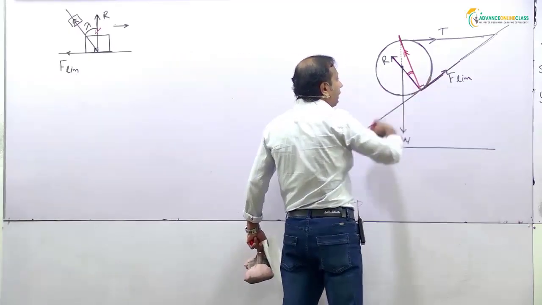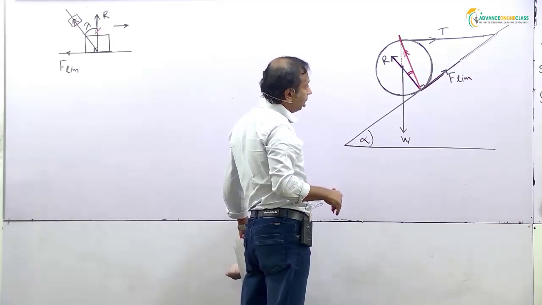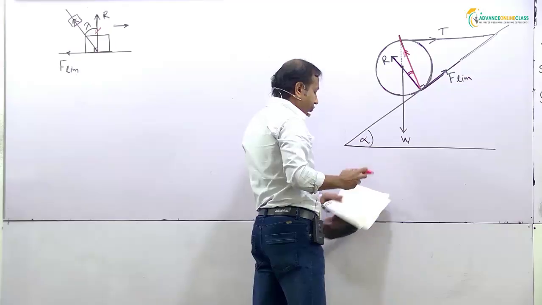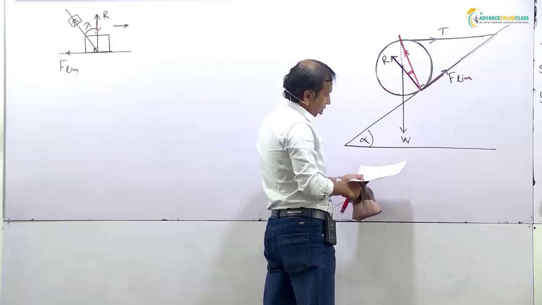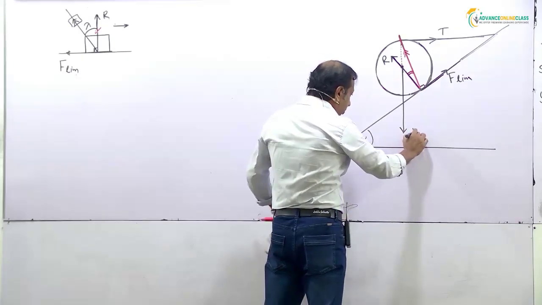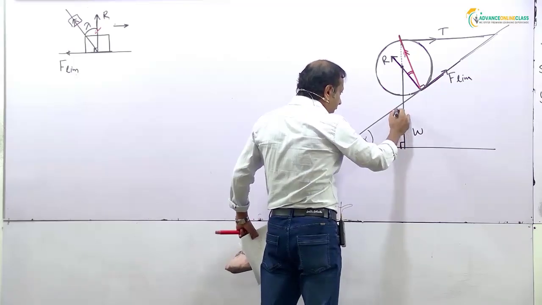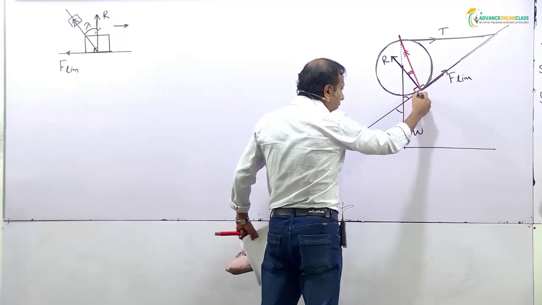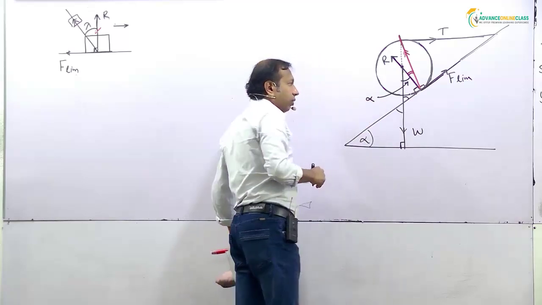Now let us find this angle. That can easily be found. When we produce this line of action of weight W, here it is 90, this is 90 minus alpha, this is 90 minus alpha. Since here we have 90, this angle is alpha. This angle is alpha. Okay.